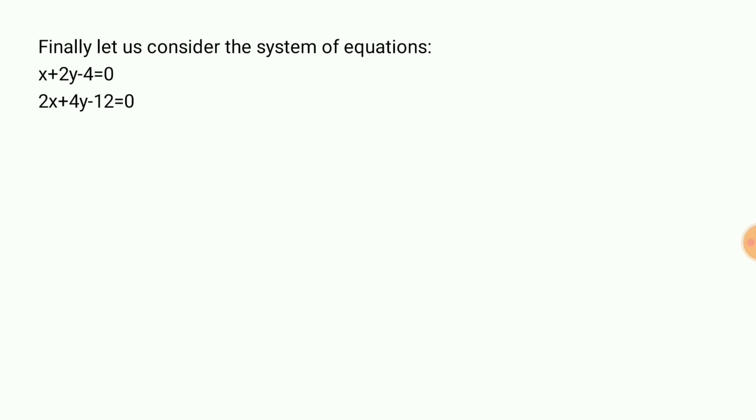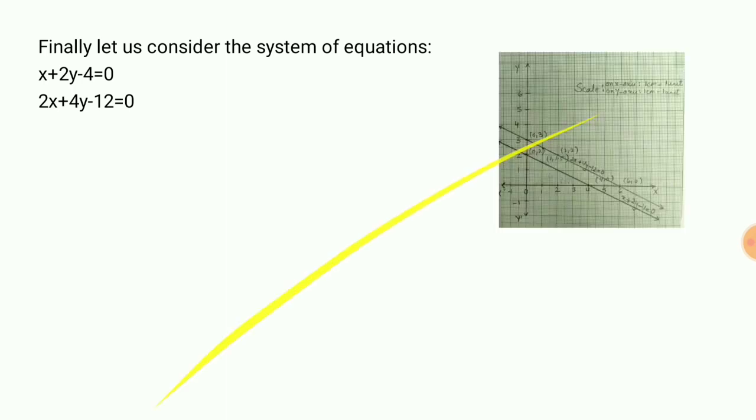First case, a1 upon a2 is 1 upon 2. b1 upon b2 is, just check, 2 upon 4. And c1 upon c2 is minus 4 upon 12, that is 1 upon 3. So clearly a1 upon a2 is equal to b1 upon b2 but not equal to c1 upon c2. Case 3, if you can recall, the graph is going to be representing the parallel lines here.